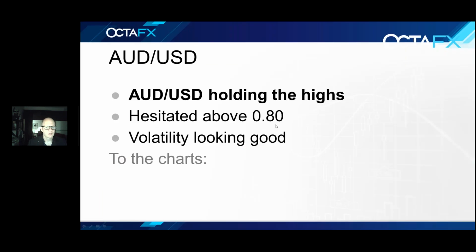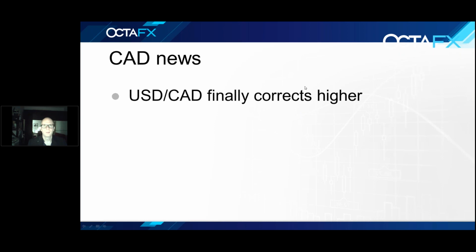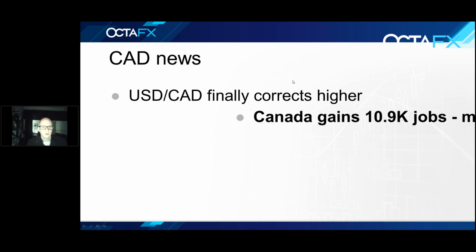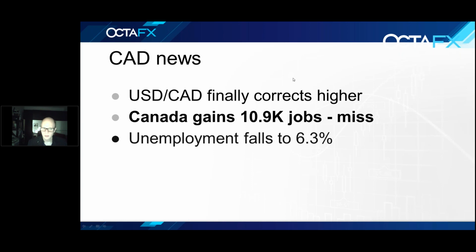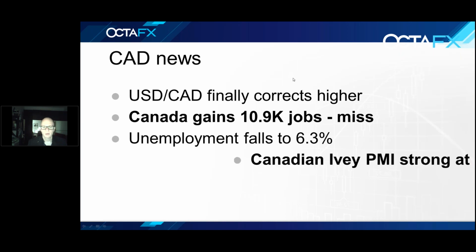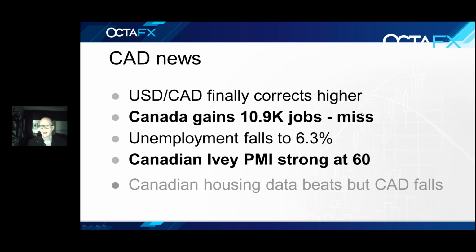Okay, and let's continue with the Canadian dollar. Dollar CAD, here we're seeing a big correction, much bigger than in the Aussie, much bigger than in the Euro. So Canada gained almost 11,000 jobs. It came out a bit under expectations, but on the other hand, the unemployment rate fell to 6.3, and the reaction was the weaker Canadian dollar. Figures in Canada are not that bad. Canadian Ivey PMI looks strong at 60 points, and Canadian housing data released yesterday beat expectations.